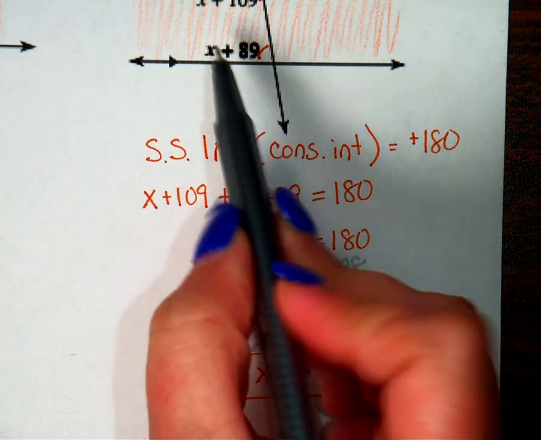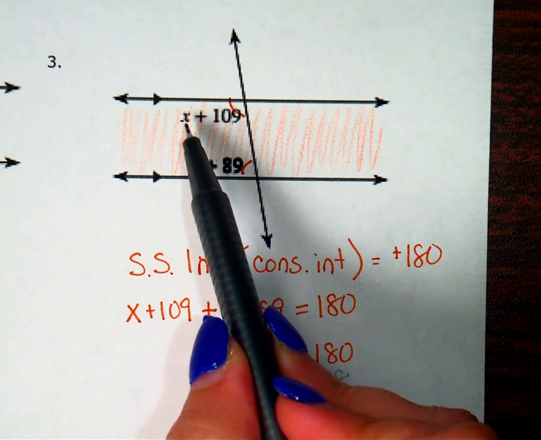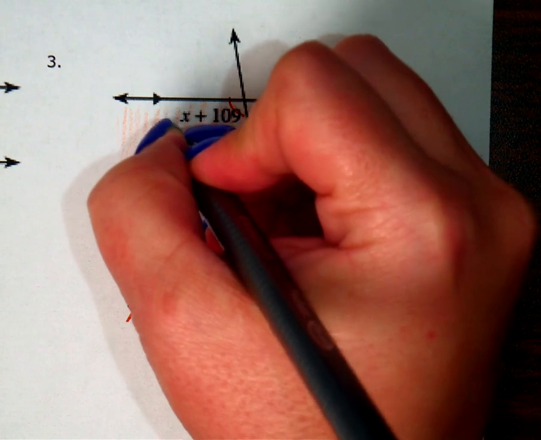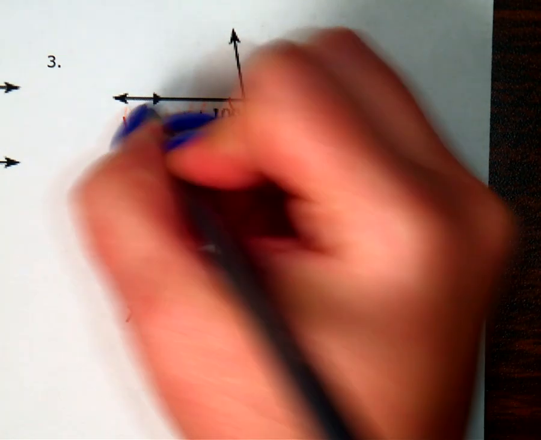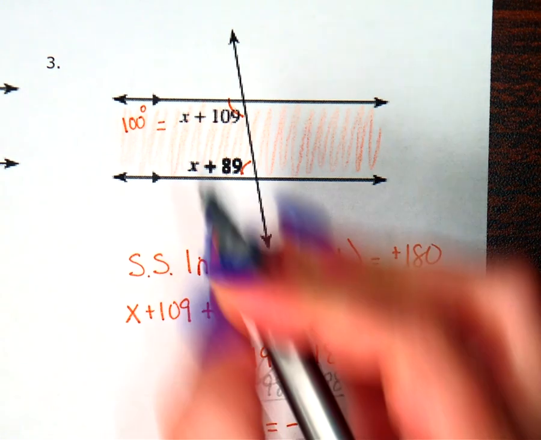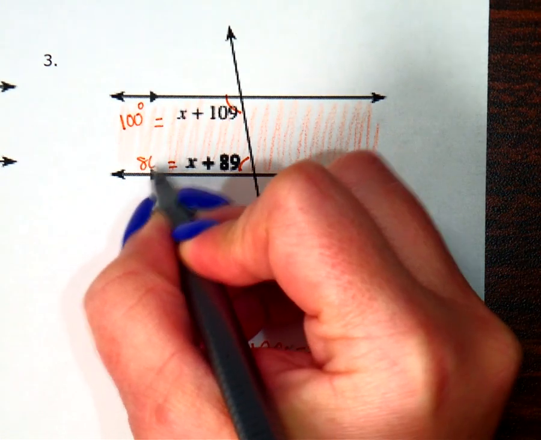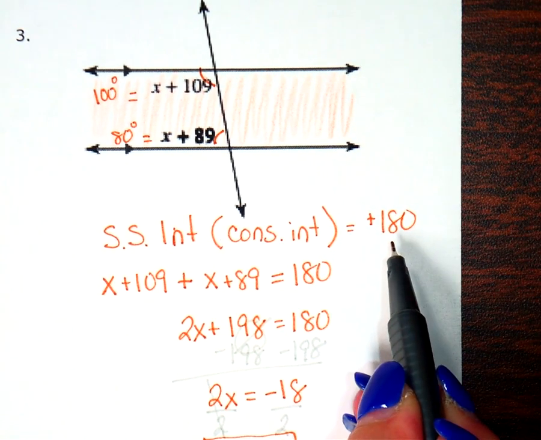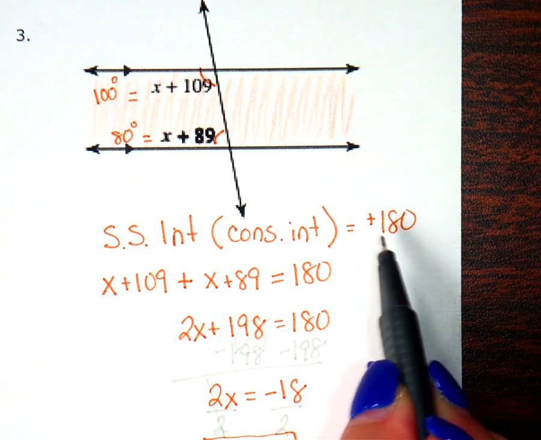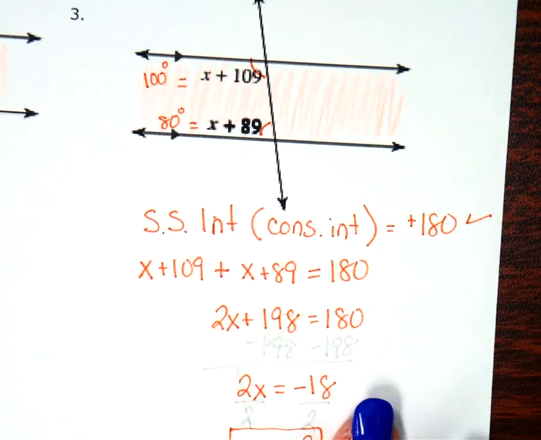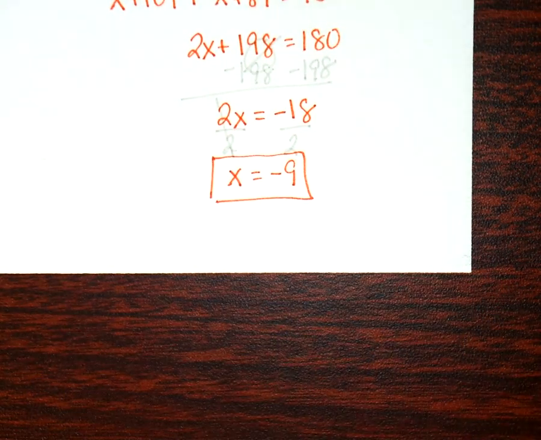And again, sometimes I get nervous when I see that negative 9, so I am going to put that back up in here. When I do negative 9 plus 109, that gives me 100 degrees. When I do negative 9 plus 89, that gives me 80 degrees. They're not equal, but remember we said they're supposed to not be equal. They're supposed to be supplementary. They're supposed to add up to 180. 100 plus 80 does add up to 180, so we are good. We checked our work. My answer is x equals negative 9.